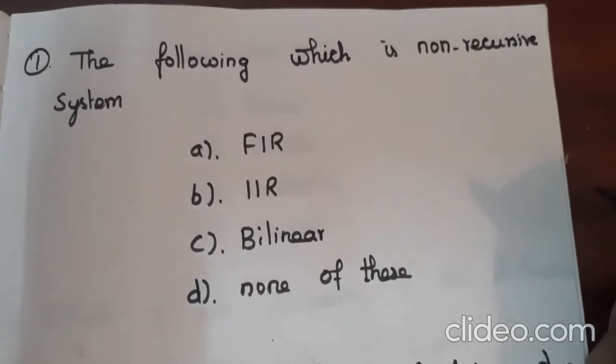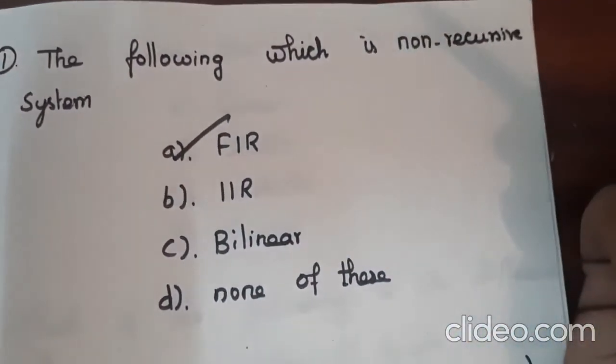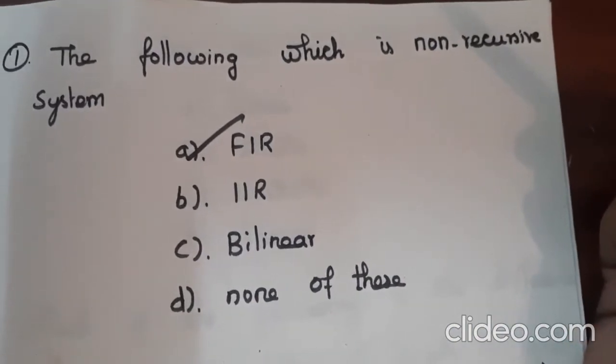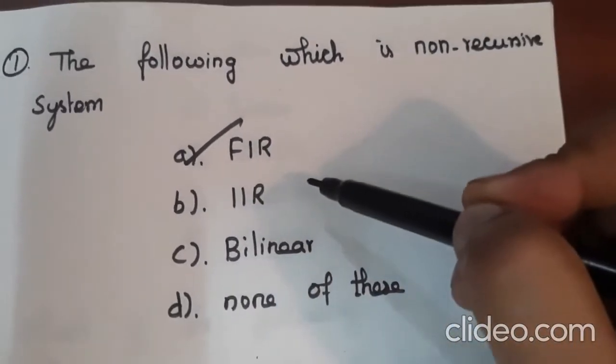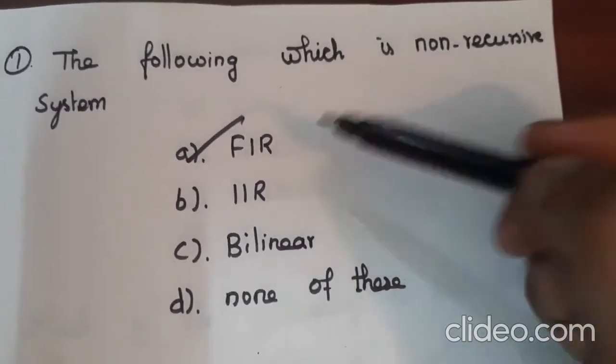First question, which of the following is a non-recursive system? The FIR filter is a non-recursive system. The answer here is A. IIR is a recursive system. FIR is the non-recursive system. So here the answer is A.